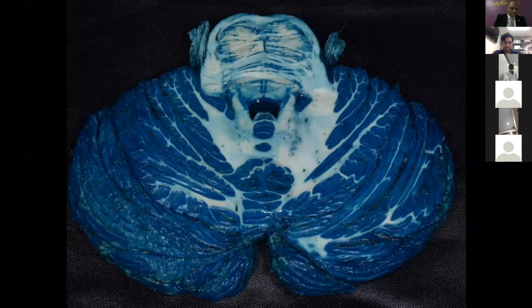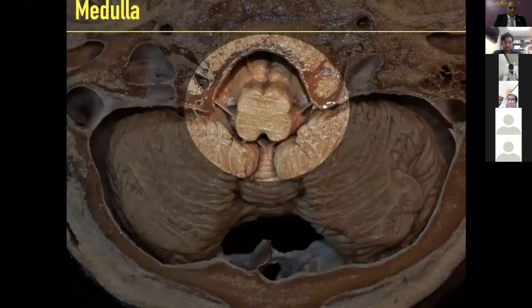And of course, on the floor of the fourth ventricle, we will find it in the blue color because it's mainly represented by nuclei that form part of the floor of the fourth ventricle. About the medulla, it is the lower part of the brainstem.